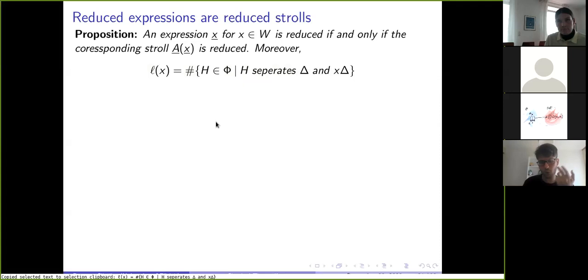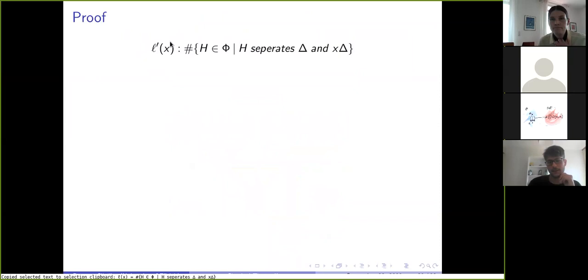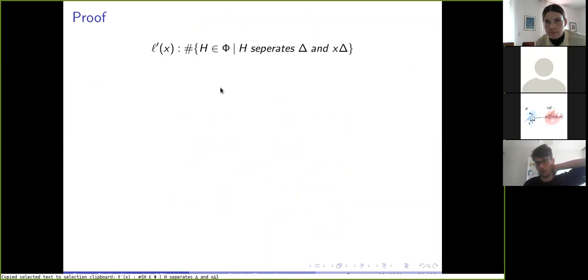Before I move on, let me give you an example. If this is x delta and this is delta, there are six hyperplanes that separate it. One here, two, three, four, five, six. All right. Let's denote by L prime of x the number of hyperplanes separating delta and x delta. And we will show in a moment that it's actually equal to L of x.